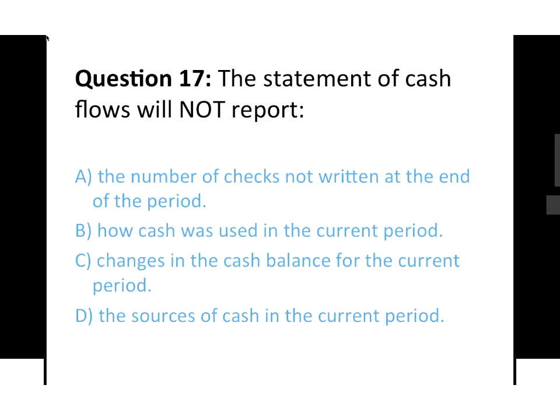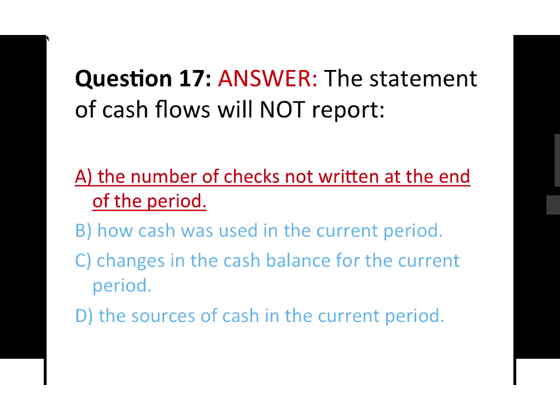I don't know. It's an infinite number. Well, what checks weren't written? I don't know. So answer A is kind of a nonsense answer, so that would be the answer here. I'm going to close it in about 10 seconds. Get your answer in. Running out of time here. Okay, so again, that number of checks not written at the end of the period, that was the nonsense answer.